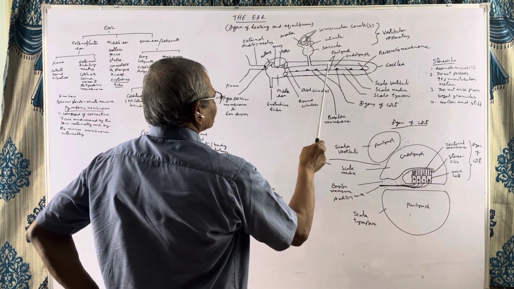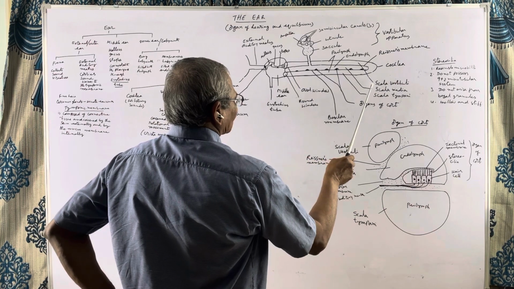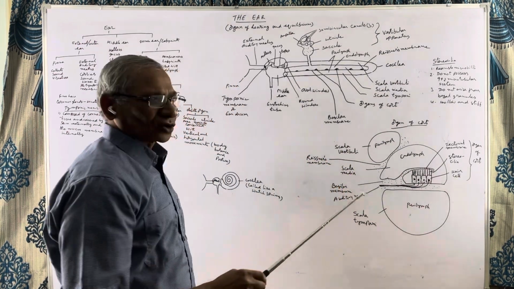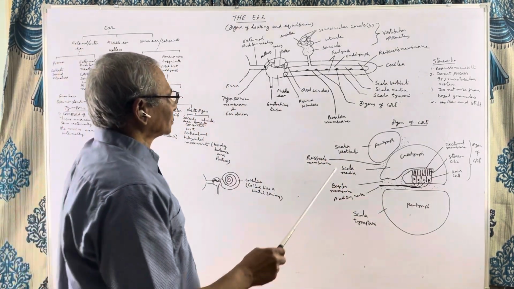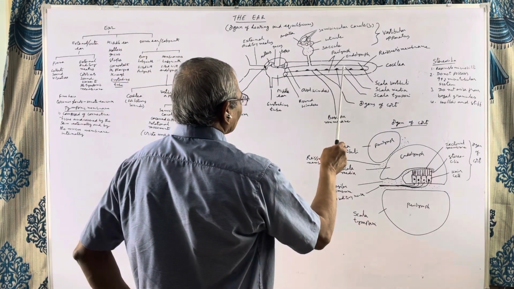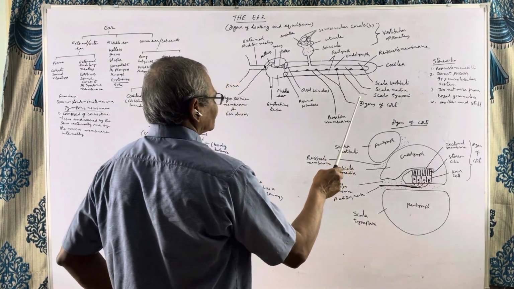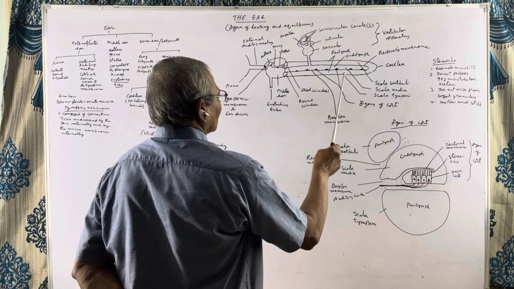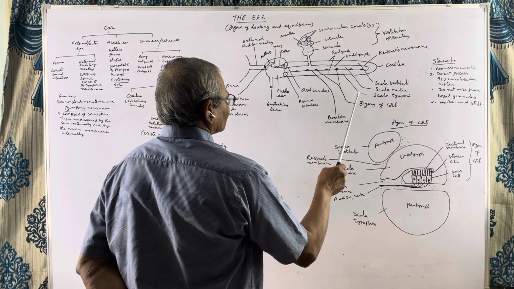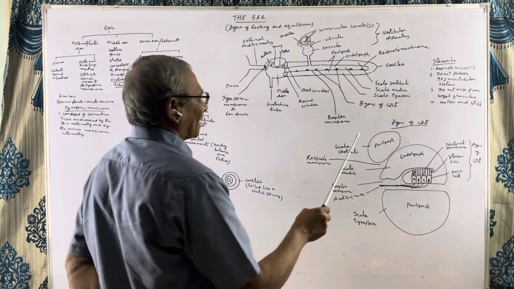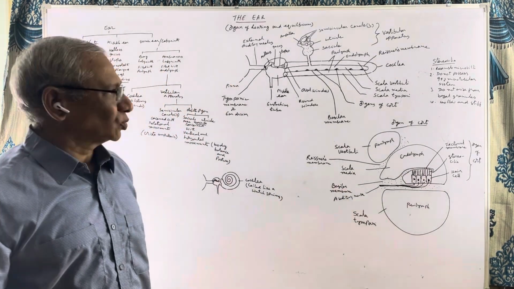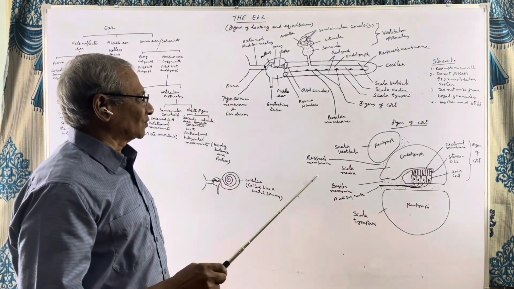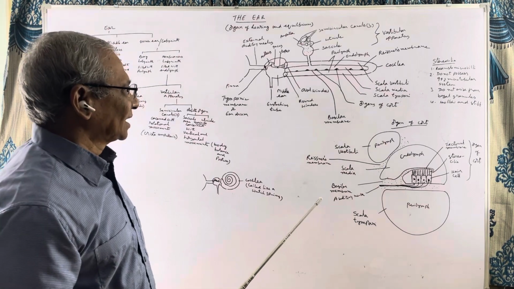This upper one is known as scala vestibuli or vestibular tube. This is the middle one. It's known as scala media or middle tube. This is the ventral one, scala tympani. Like that, there are three tubes known as scala vestibuli, scala media, and scala tympani.